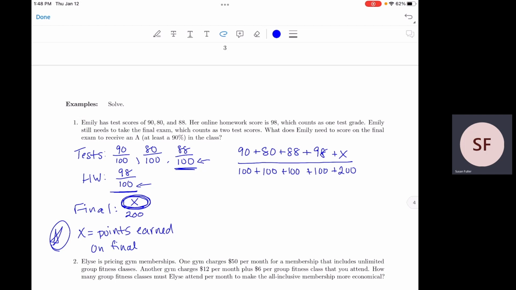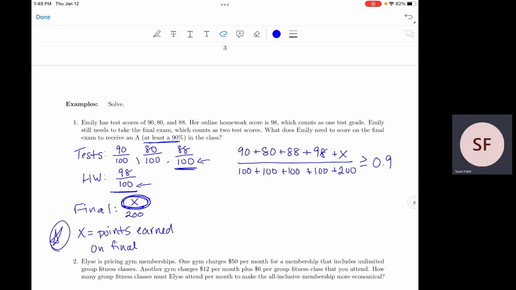So in order for this percentage to be at least 90%, it would need to be greater than or equal to 90% written as a decimal, which is 0.9. Okay, that's our inequality. You could also make this an equal sign, and that would give you that minimum cutoff that she would need to get a 90% exactly. This says at least, so I'm taking that at face value and I'm making it an inequality.